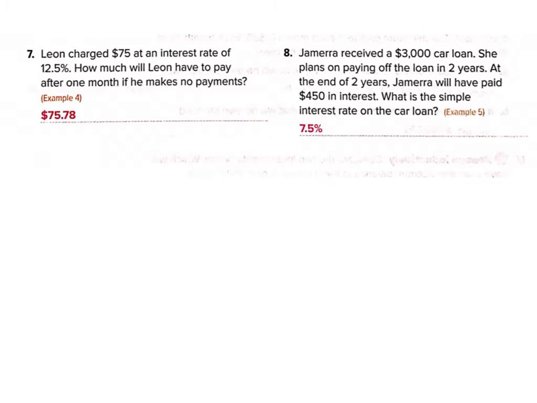Number 7 and 8 are word problems. Number 7 says, Leon charged $75 at an interest rate of 12.5%. How much will Leon have to pay after 1 month if he makes no payments? I have my principal, my rate, and my time, 1 month, which is the same as 1 over 12, which is 0.083. So my equation is I equals PRT. My principal was $75, my rate was 0.125 because I have to write my percent as a decimal, and my time was 0.083 because I have to write months in years.